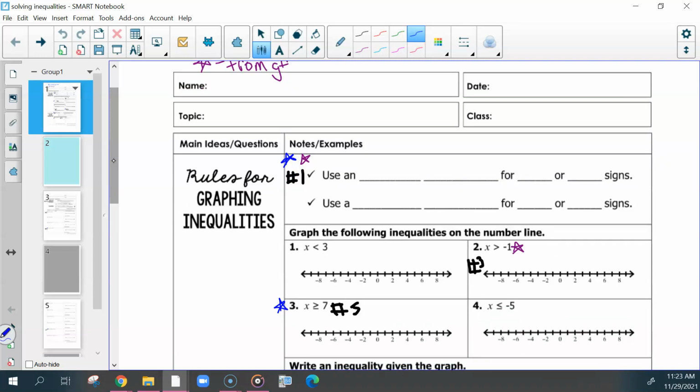Okay. So to start off these, some of this may be familiar to you from when you learned inequalities, whenever that was. We're going to use an open circle for strictly less than or strictly greater than signs.